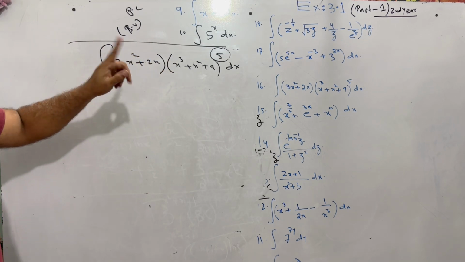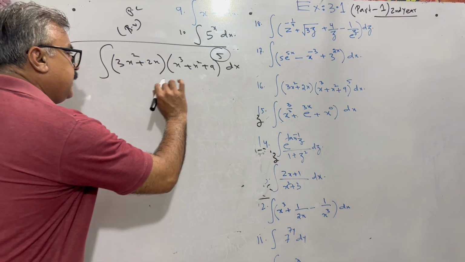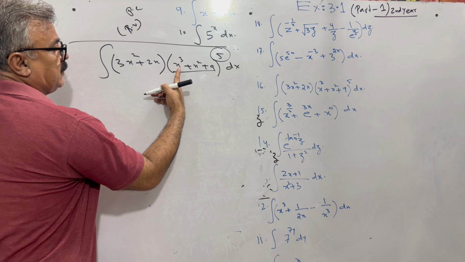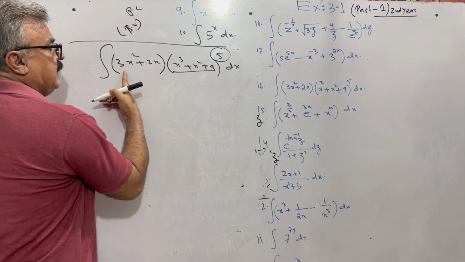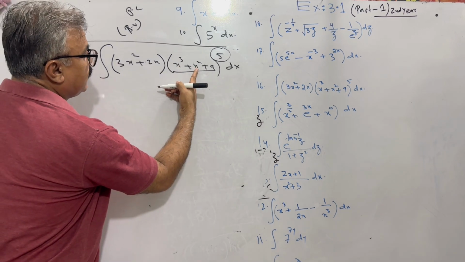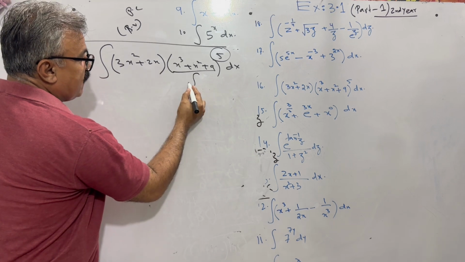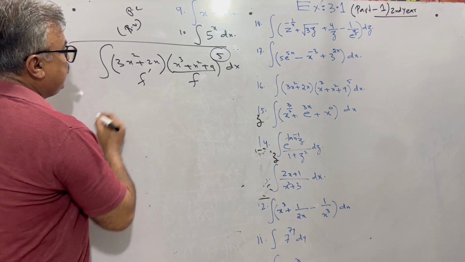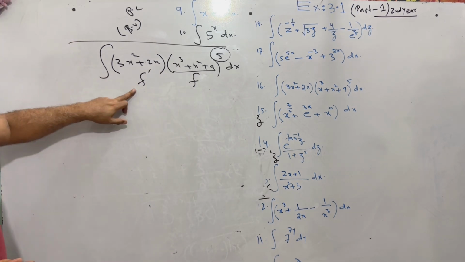There is a probability that it is our function. That's our function. Take its base only. Differentiate x cube. Differentiation of x cube is 3x square. Differentiation of x square is 2x. That's our function, that's our derivative.